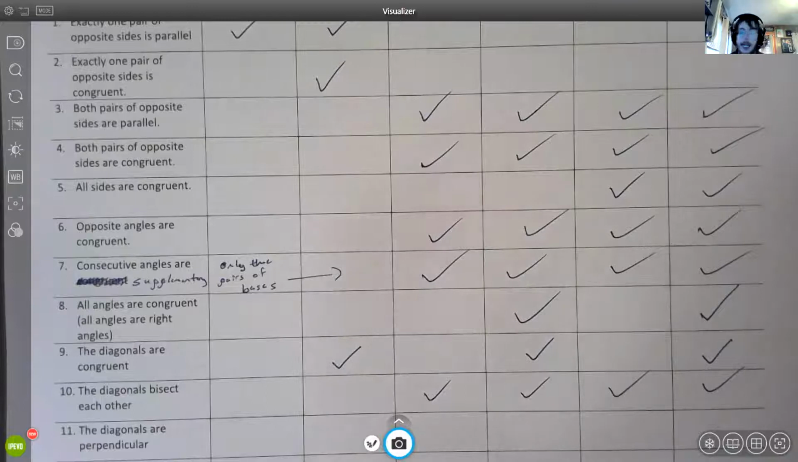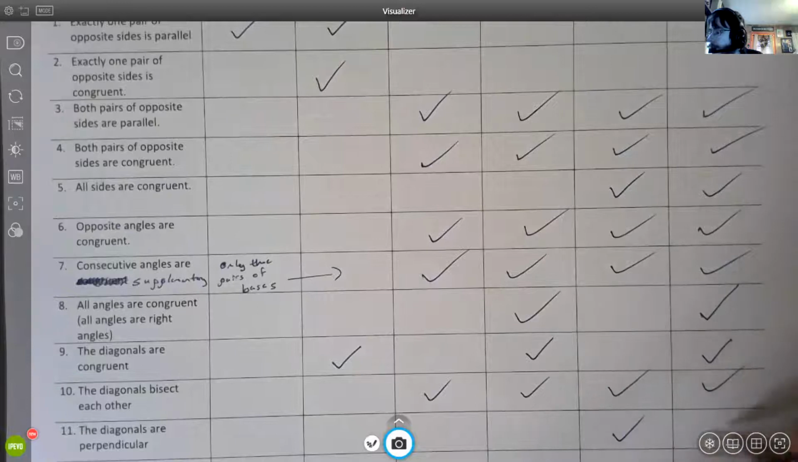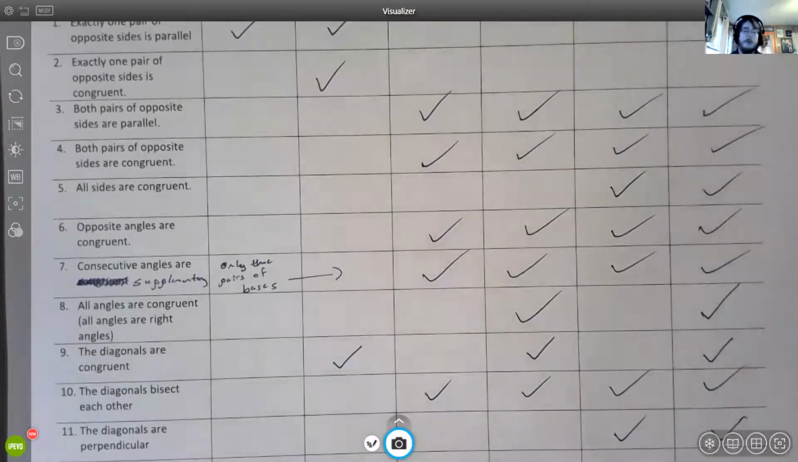Number 11, the diagonals are perpendicular. The only way for a quadrilateral to have perpendicular diagonals is for it to have four congruent sides. So that means that the only two of the ones we talked about that have perpendicular diagonals are the rhombus and the square. Now a kite would also have perpendicular diagonals, but we don't need to know about a kite.